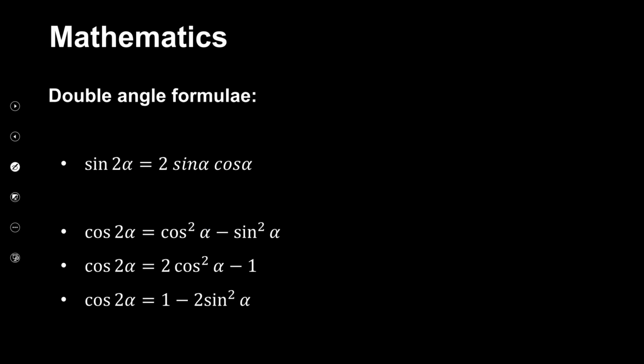The next formula we do is a double angle formula, and they're quite easy to remember. So sine of 2 alpha is equal to 2 sine alpha cos alpha. And the cos 2 alpha, for the double angle, you have 3 different versions. The first version is cos squared alpha minus sine squared alpha, or 2 cos squared alpha minus 1. And the final version is 1 minus 2 sine squared alpha.